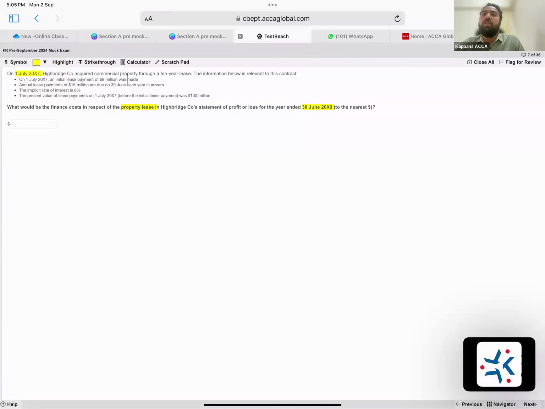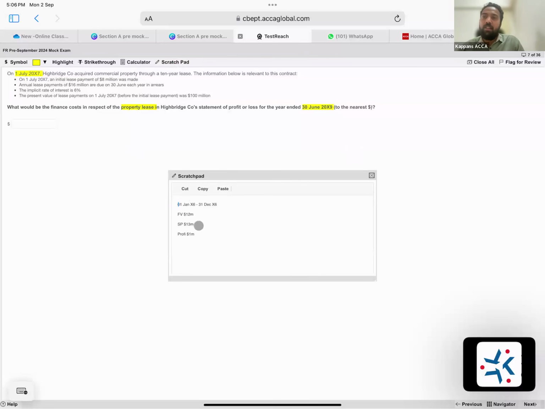Hybrid company acquired commercial property through a 10-year lease. The information below is relevant to this contract. On 1st July X7, an initial lease payment of 8 million was made. Annual lease payments of 16 million are due on 30 June each year in arrears. The implicit rate of interest is 6%. The present value of lease payments on 1st July X7, that is beginning, before initial lease payment was 100 million. So what is the finance cost is what we have to calculate. So it's all about knowledge in IFRS 16 lease.